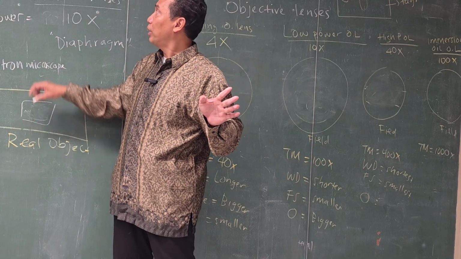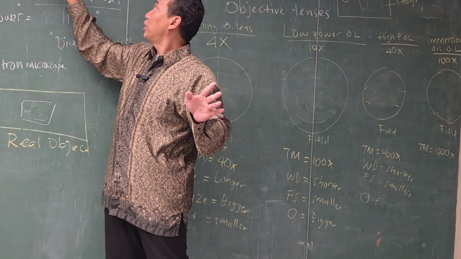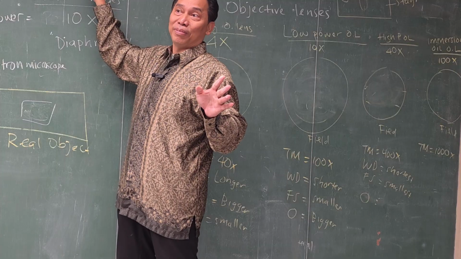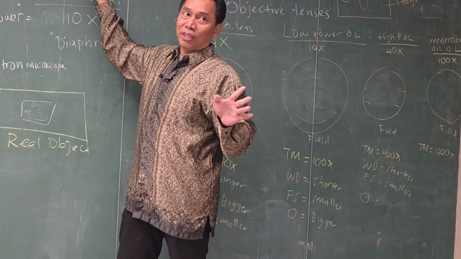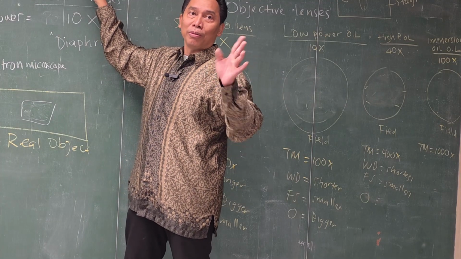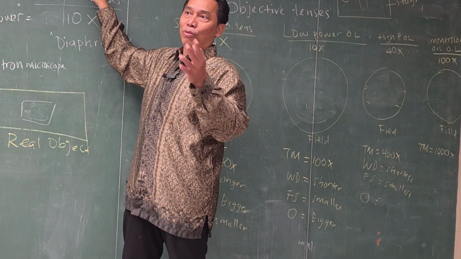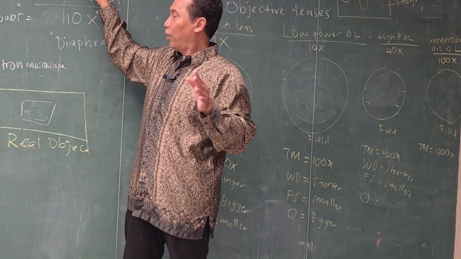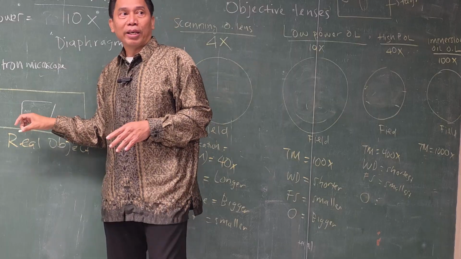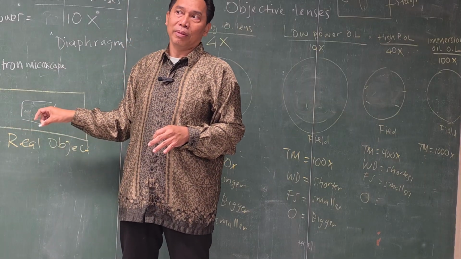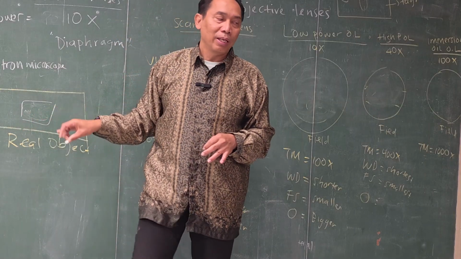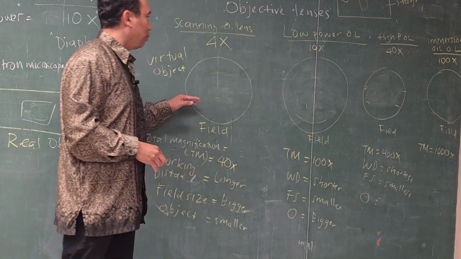And this specimen, by the way, is called the wet mount, which is a fresh specimen. Make sure you know how to make it right today. You cannot see the object by itself because it's very small. Therefore, you're going to put it in the microscope.